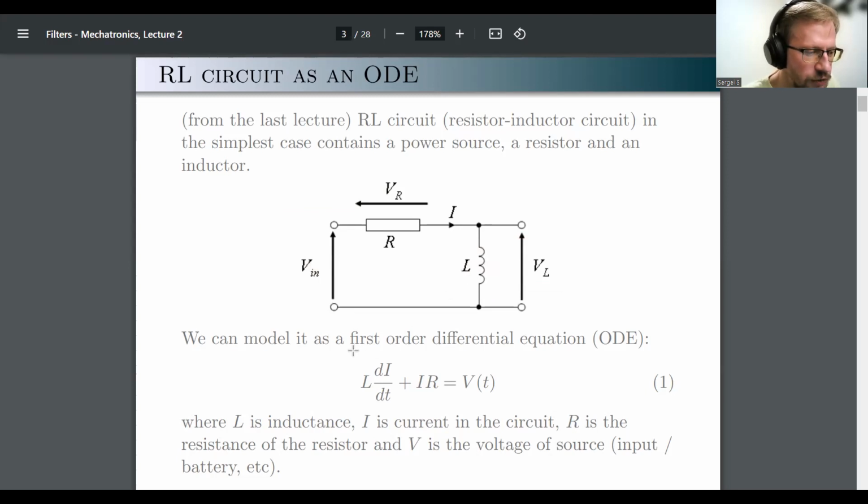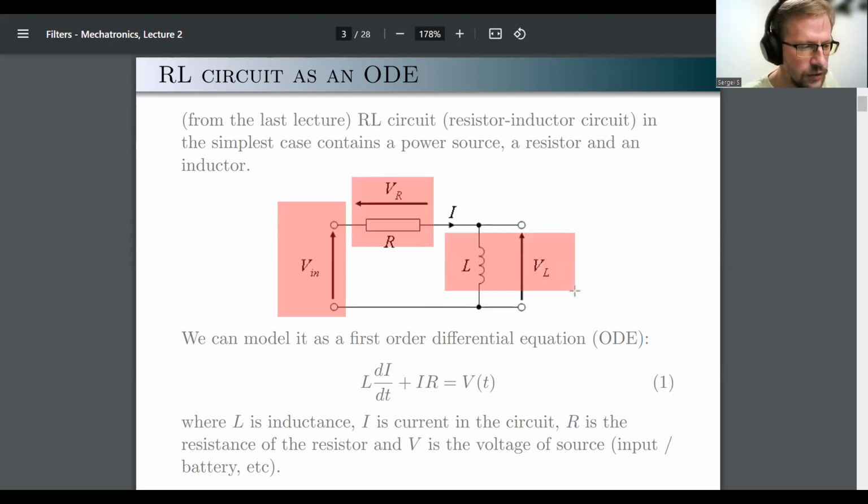Now we also saw that the differential equation of the circuit looks like this. Why does it look like this? Because of Kirchhoff's second law, the voltage Kirchhoff law. It says that the sum of all voltages across a closed circuit is zero. So we have one input voltage and two load voltages, this one and this one. And the sum has to be equal to zero. So putting input voltage on the right-hand side and loads on the left-hand side, we have Kirchhoff's law.